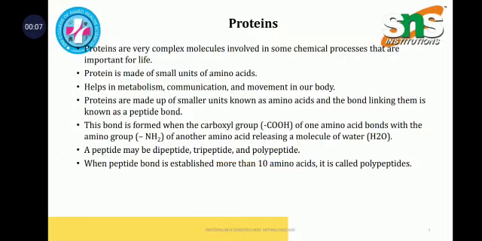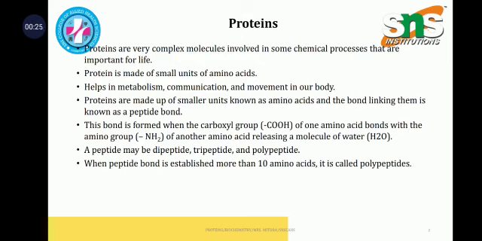Proteins are very complex molecules that are involved in chemical processes important for our life, and they are made up of small units of amino acids. They help in metabolism, communication and movement in our body.